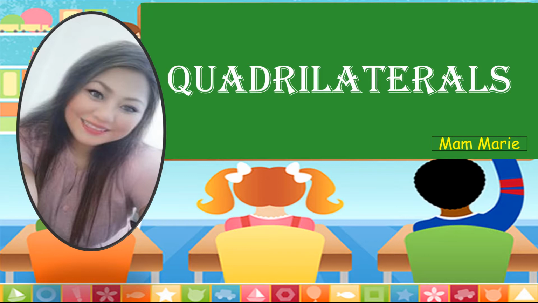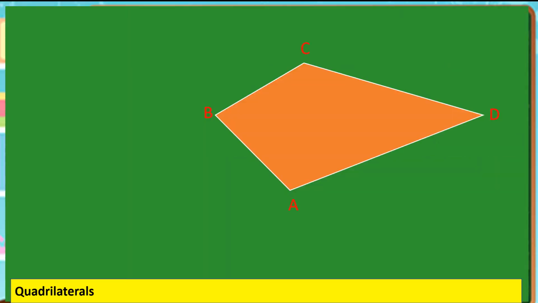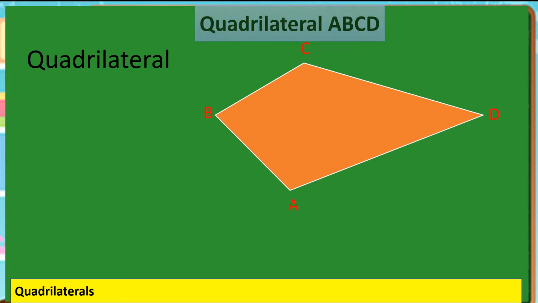So ngayon, aaralin natin ang quadrilaterals and its kind. So here is an example of quadrilaterals. Quadrilateral A, B, C, D. So ano nga ba ang quadrilaterals? So quadrilateral is a four-sided figure. Ibig sabihin, apat na side.